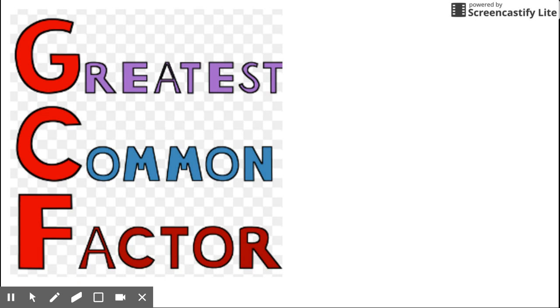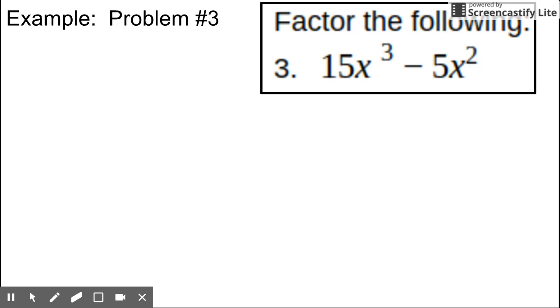But let's get started. The takeout method is simply finding the greatest common factor. That's the GCF. I like to call it the takeout method though. Let me go ahead and demonstrate by doing a problem with you. Look at problem number 3 on your worksheet. Let's work this one out together.